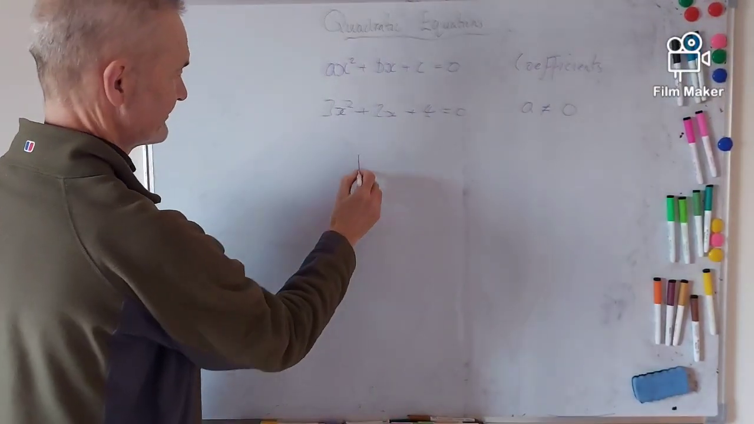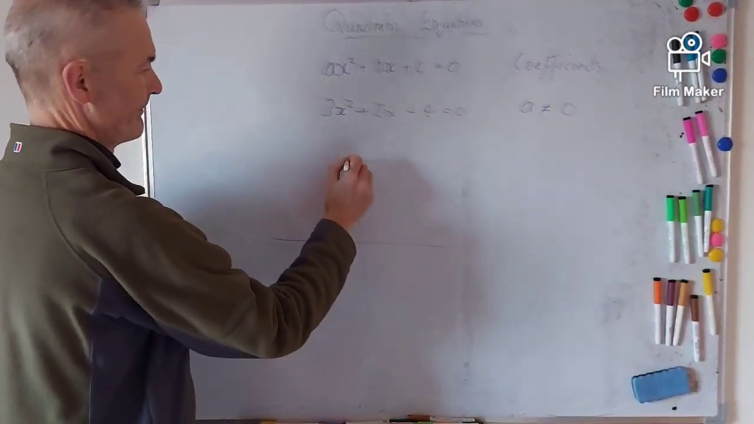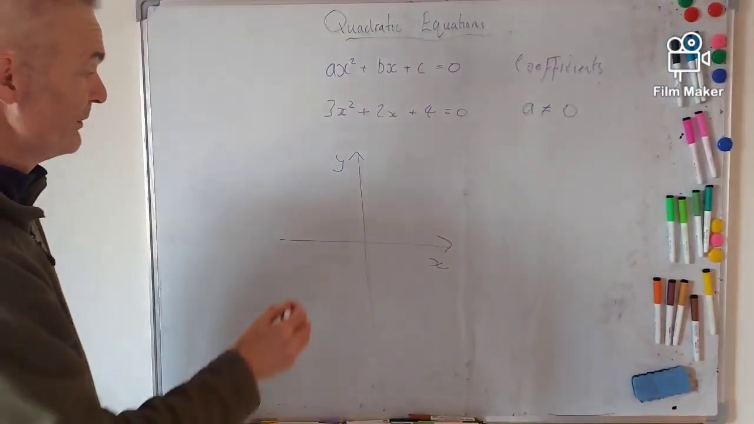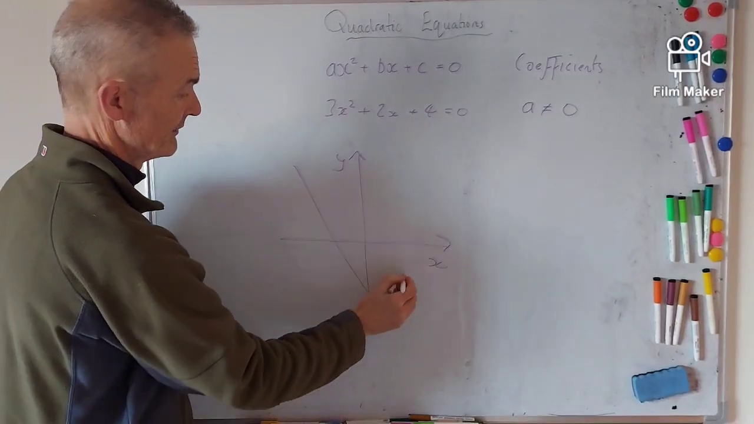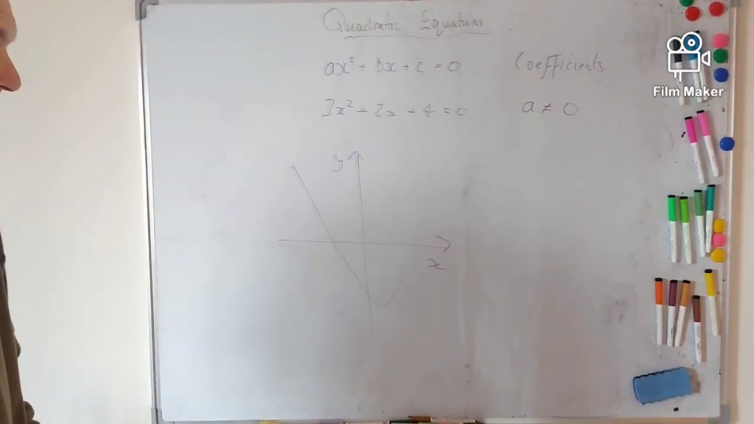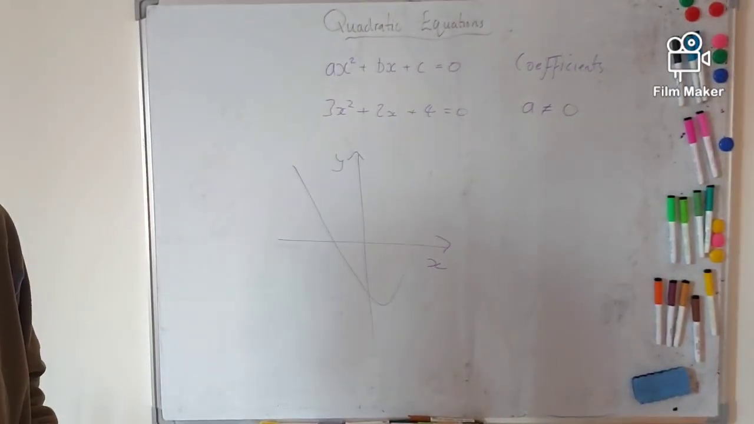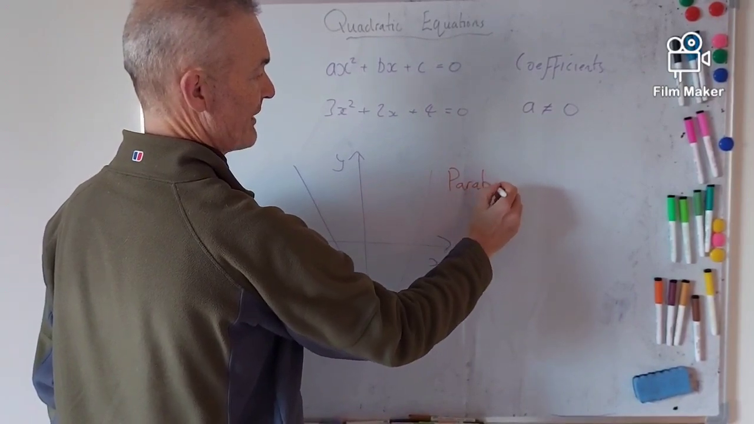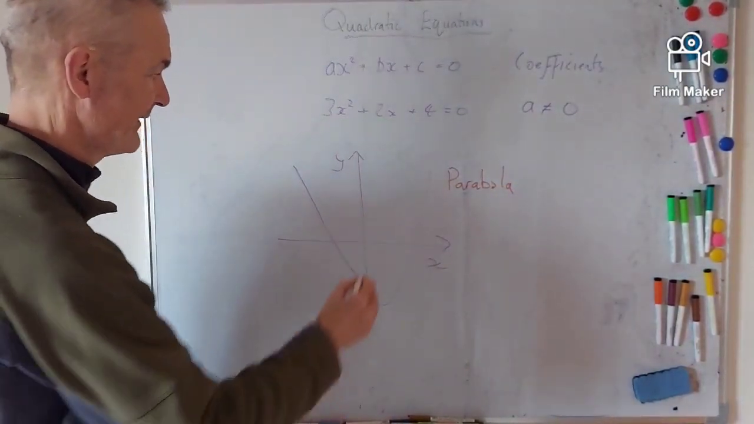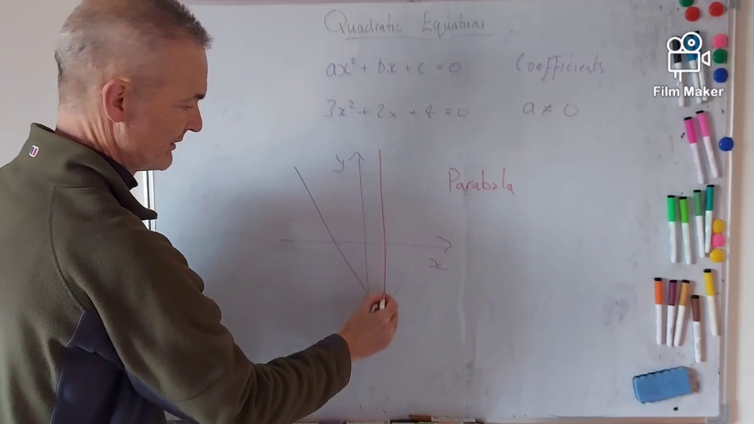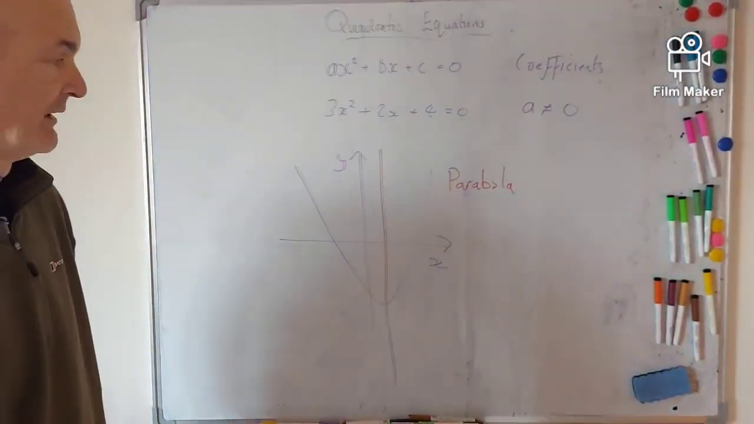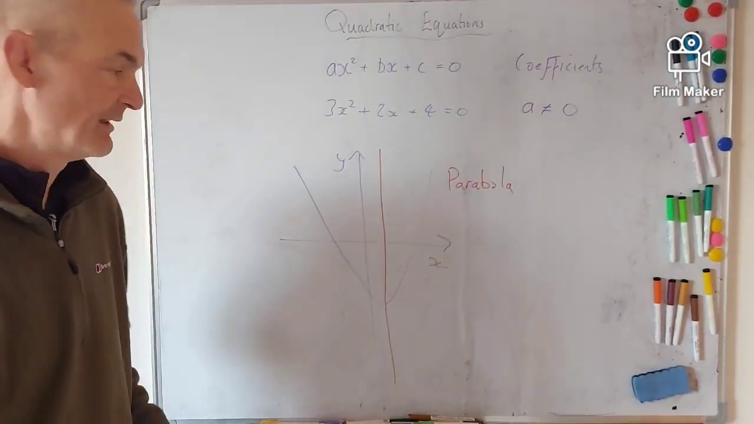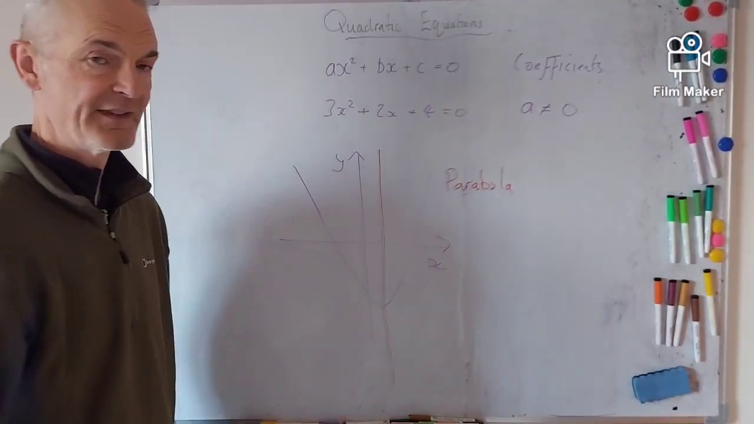So if we did so, what we would get is a curve a little bit like that. And it's a special type of curve. It has this name. It is called a parabola. And it is symmetrical about this point here. So consider that red line like a mirror line. So either side of it, the curve is exactly the same.